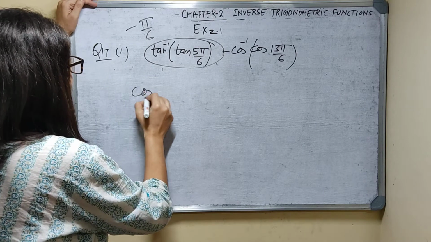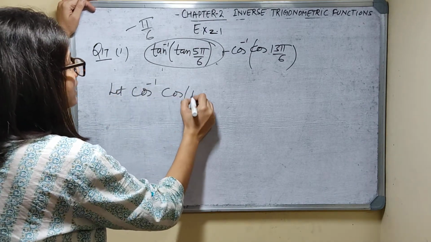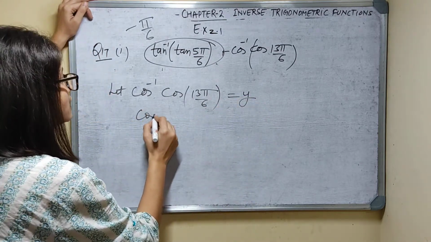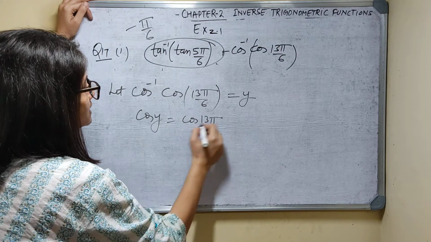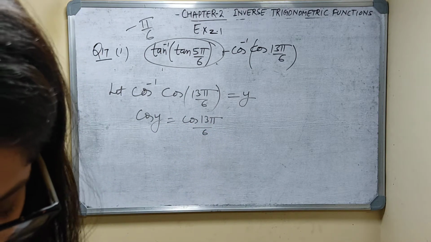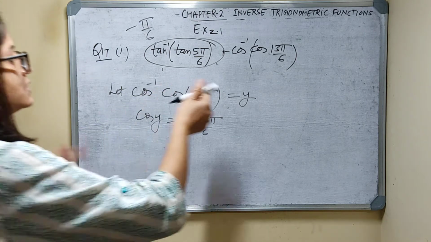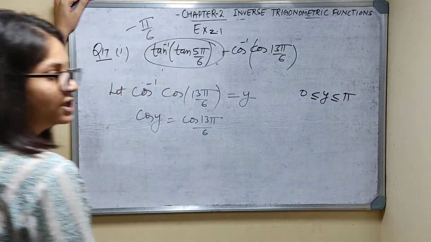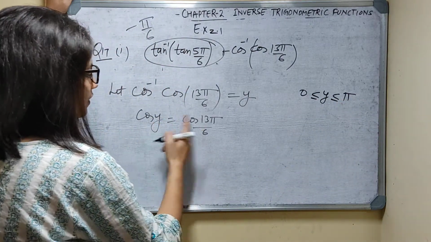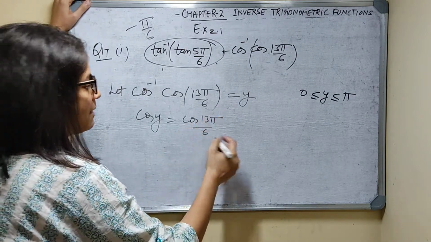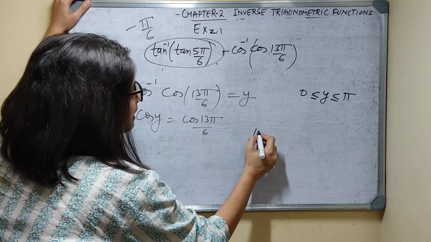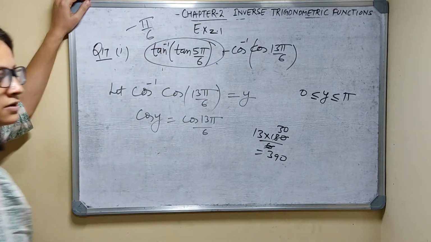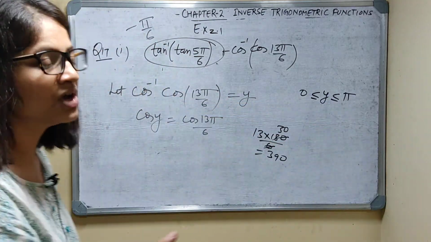See here, let cos inverse of cos 13 pi by 6 be equal to y. So cos y is equal to cos 13 pi by 6. Cos inverse value lies between 0 to pi. So y is not equal to 13 pi by 6, because 13 into 180 by 6 is 390 degree, but it doesn't come in this range. So I have to bring it in this range.